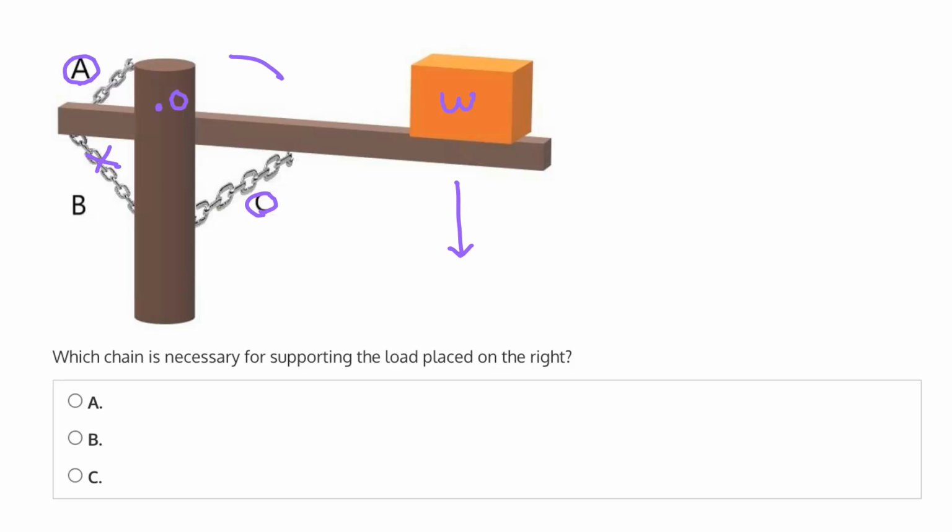So it's chain B that's necessary for supporting the load, as it is the only chain that's going to restrict clockwise rotation. And therefore, the correct answer is B.